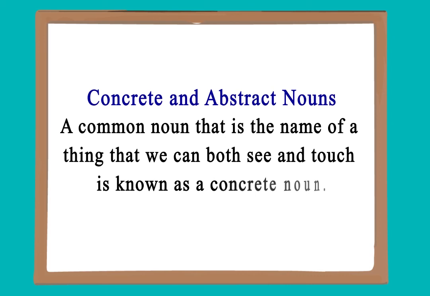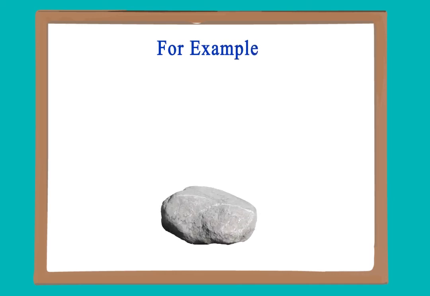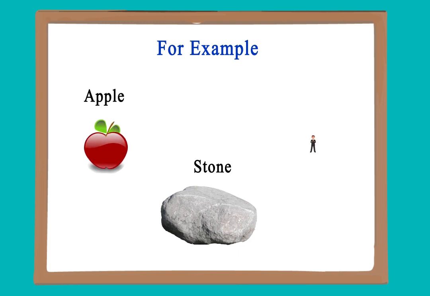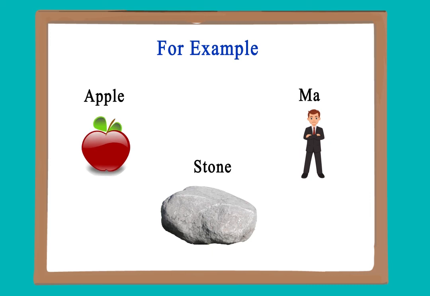Concrete and abstract nouns. A common noun that is the name of a thing that we can both see and touch is known as a concrete noun. For example, stone, apple, man.